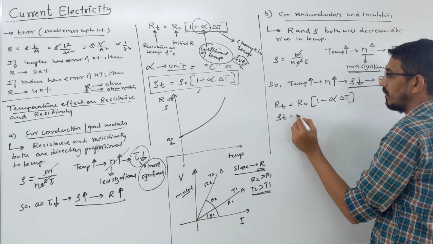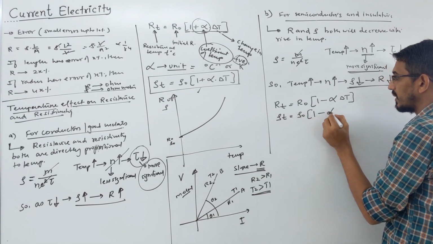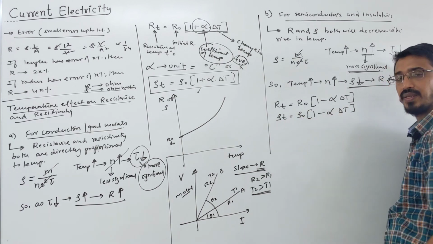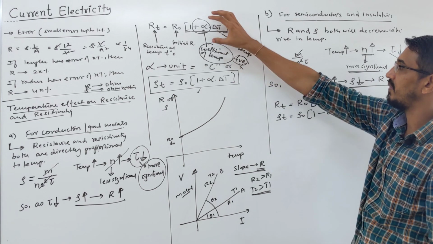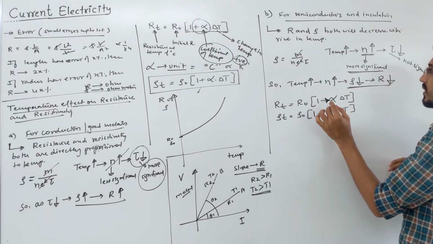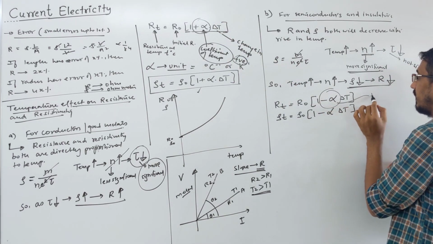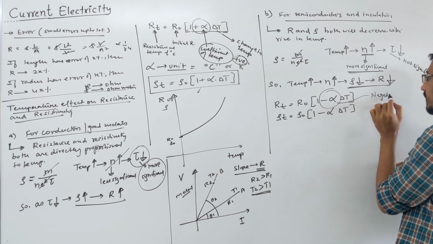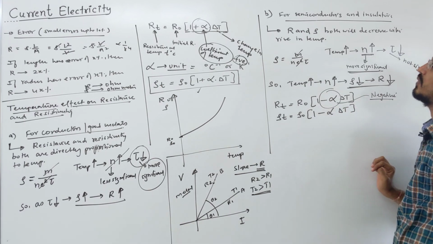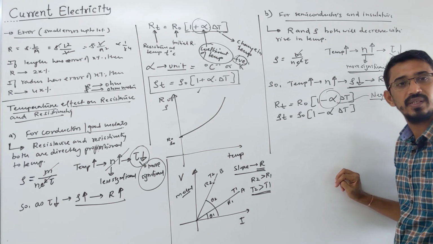You write rho T is equal to rho initial times 1 minus alpha into del T. Same, correct? Just the minus came here from that formula. So this coefficient is negative. Be careful, write it carefully. The temperature coefficient for semiconductors and insulators is negative in nature.